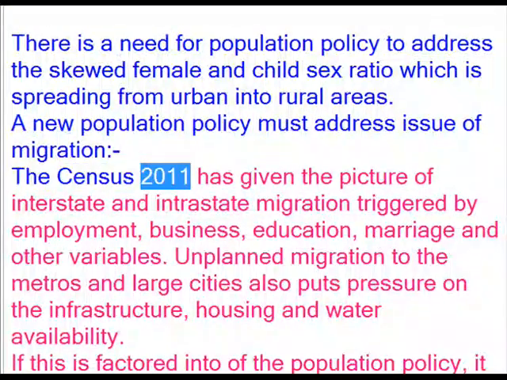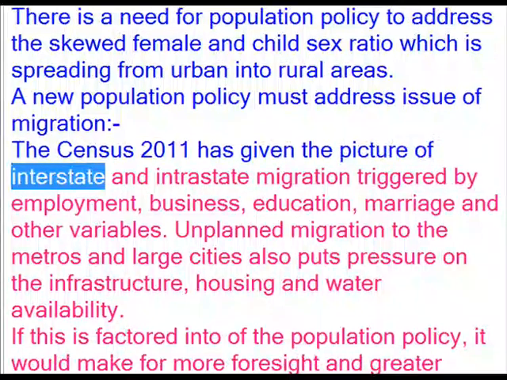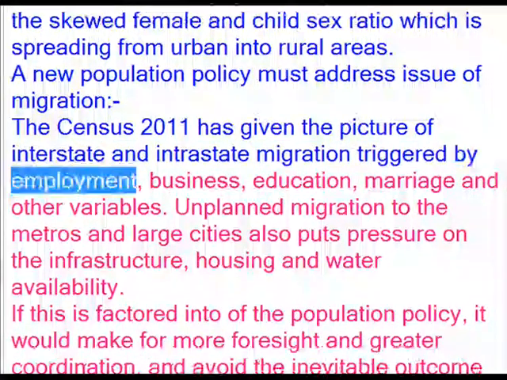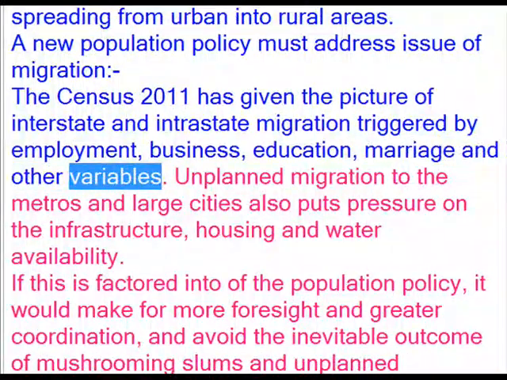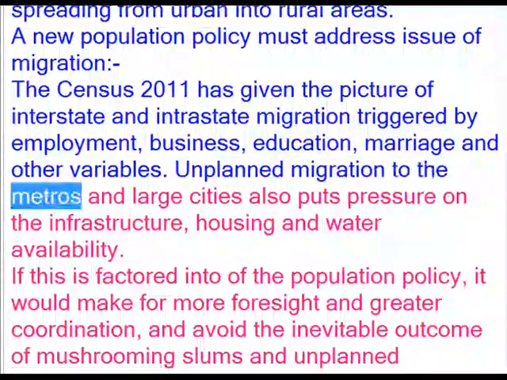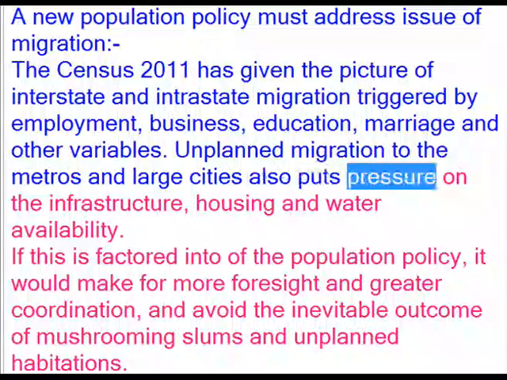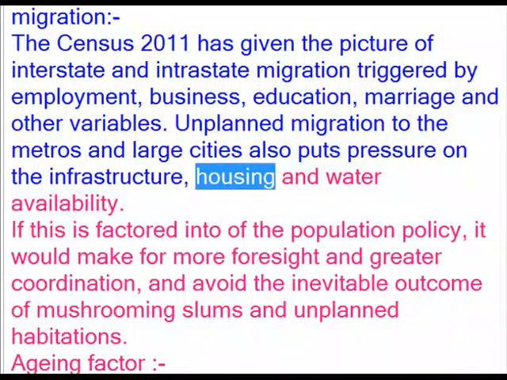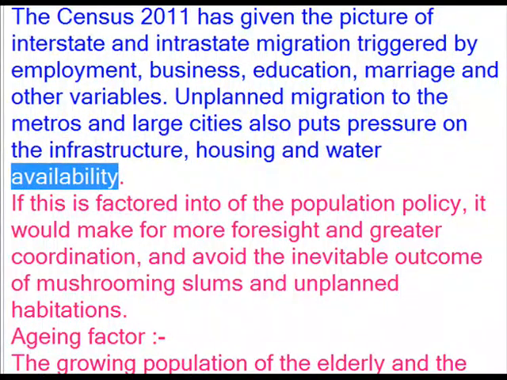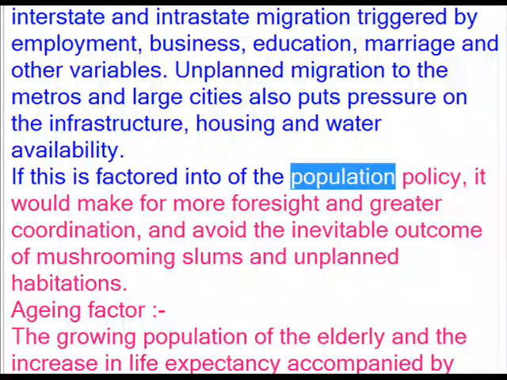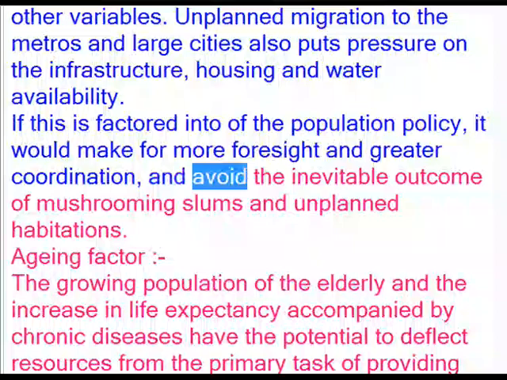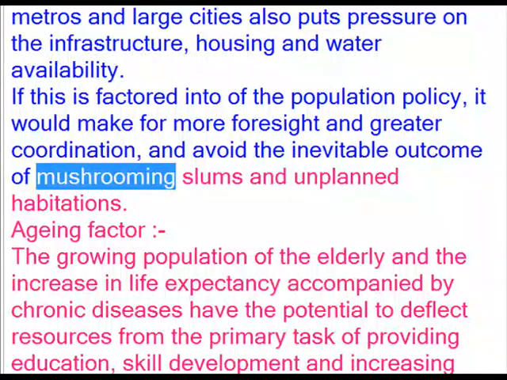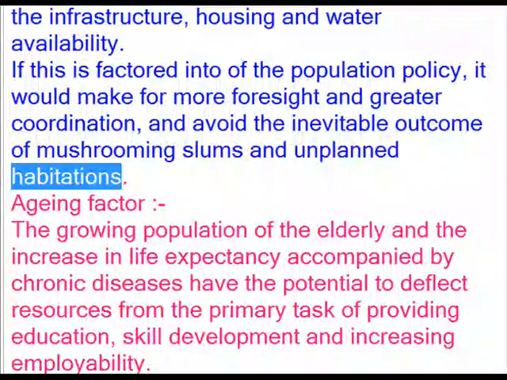The Census 2011 has given the picture of interstate and intrastate migration triggered by employment, business, education, marriage and other variables. Unplanned migration to the metros and large cities also puts pressure on the infrastructure, housing and water availability. If this is factored into the population policy, it would make for more foresight and greater coordination, and avoid the inevitable outcome of mushrooming slums and unplanned habitations.